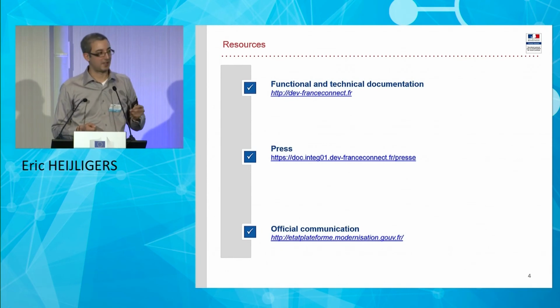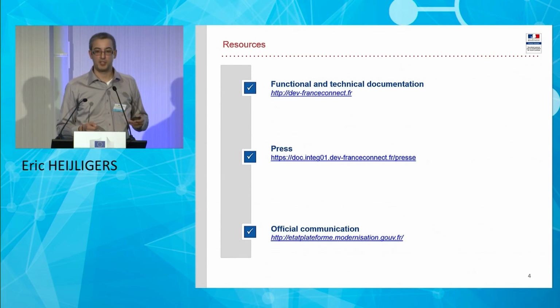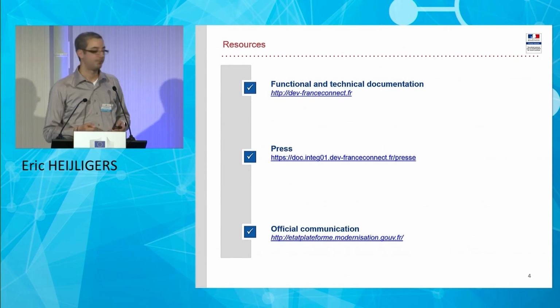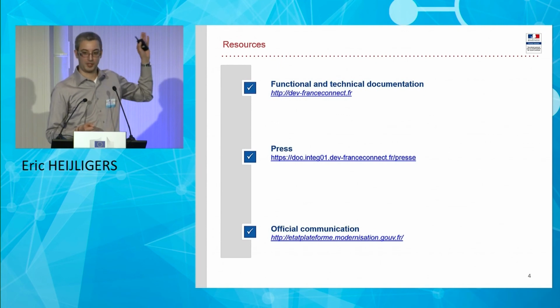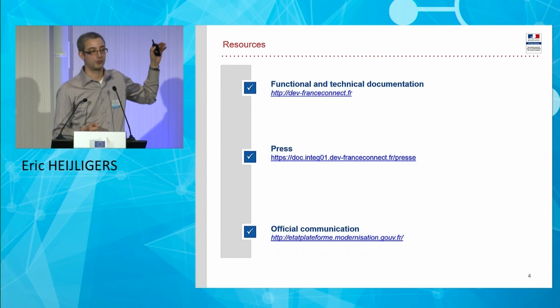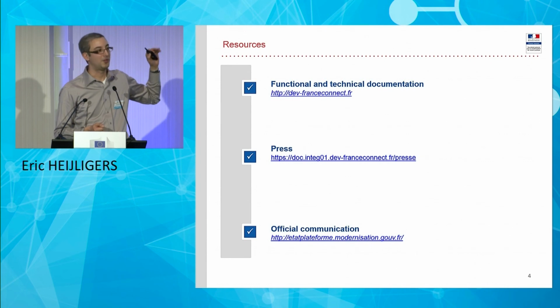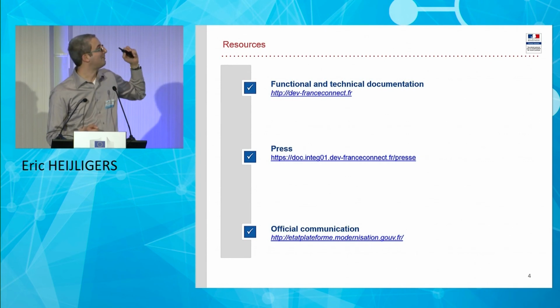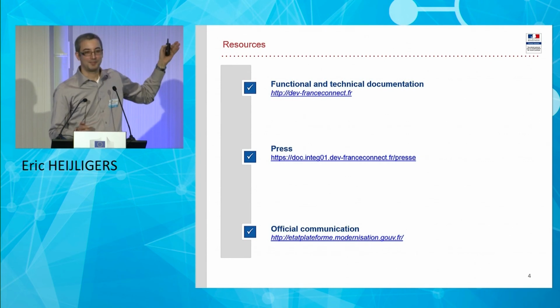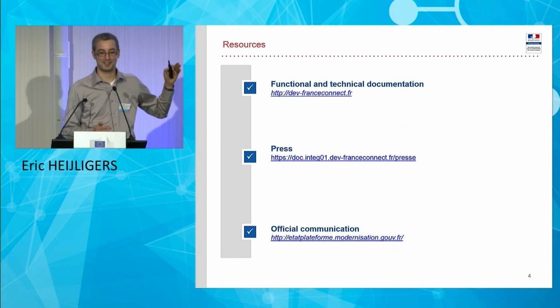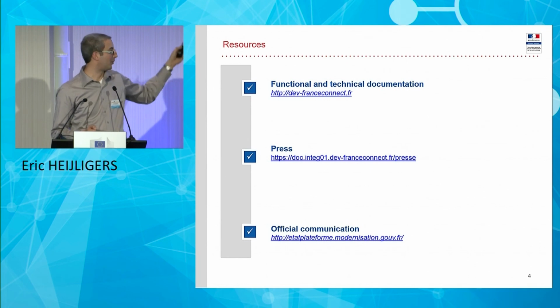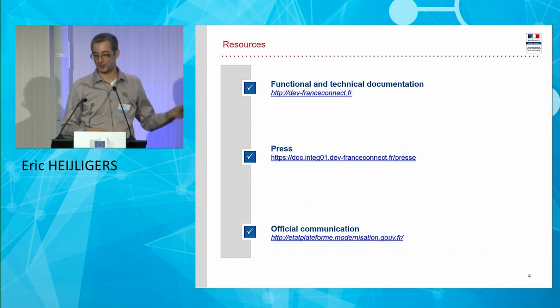An important thing I didn't say is that France Connect will be a node on the eIDAS. So the French node will be France Connect. And you can find every piece of information you want to put the button on this website, but only in French for now. But Google Translate can help you. And also other information on this website.